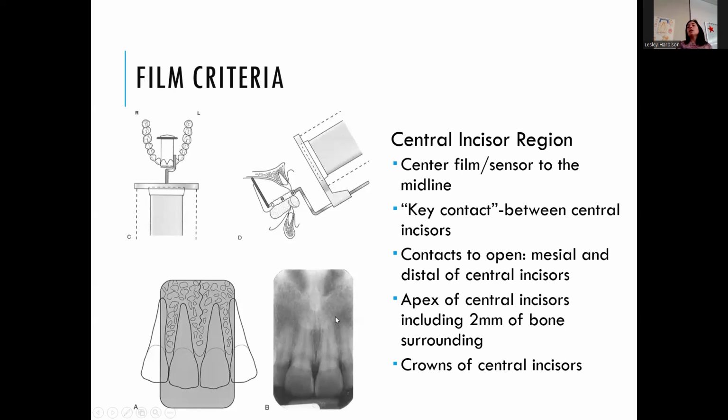You need at least 2 millimeters of bone at the apices of all these roots, so the laterals and the centrals. And of course, this is easy; you'll get far more than 2 millimeters. Crowns of your central incisors as well. If you just barely cut off the incisal edge, it's fine, because again, they can see that area with their eyeballs. That area really is fine. If you cut off a good chunk of it, I think the criteria says, I thought it said more than half, but that seems like an awful lot.